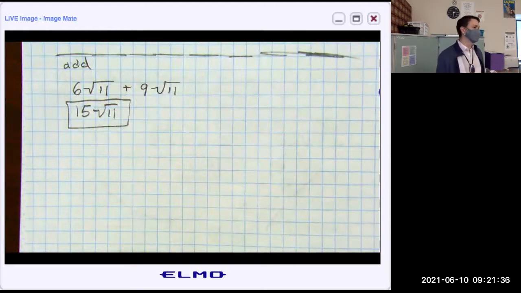It's kind of like adding a variable. Is that the connection you made? Yeah, right? 6x plus 9x is just 15x. Because x could be the square root of 11. Who says x can't be a square root?